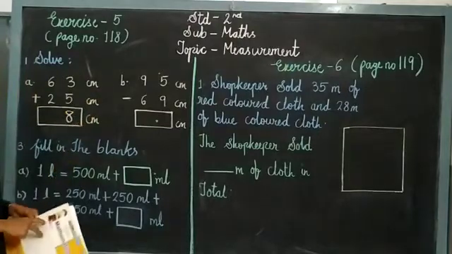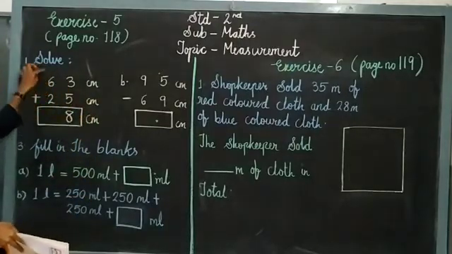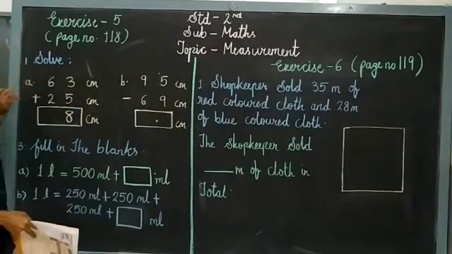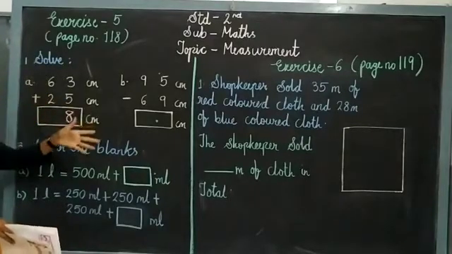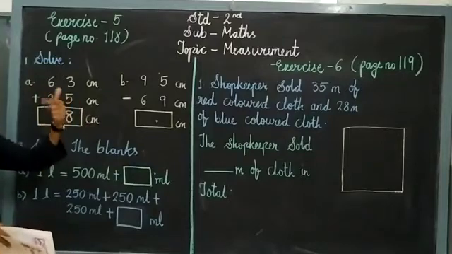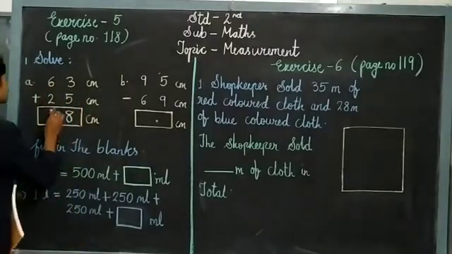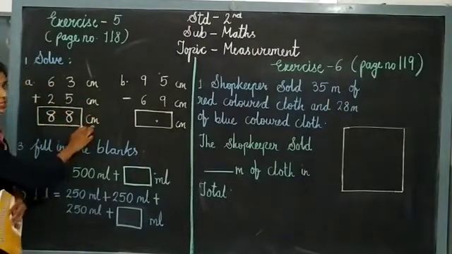Then after solving my ones side, we will move to our tens side. Which numbers are given in the tens side? The numbers are 6 plus 2. So let us all count 6 plus 2: 6, 7 and 8. So our answer is 88 centimeter.